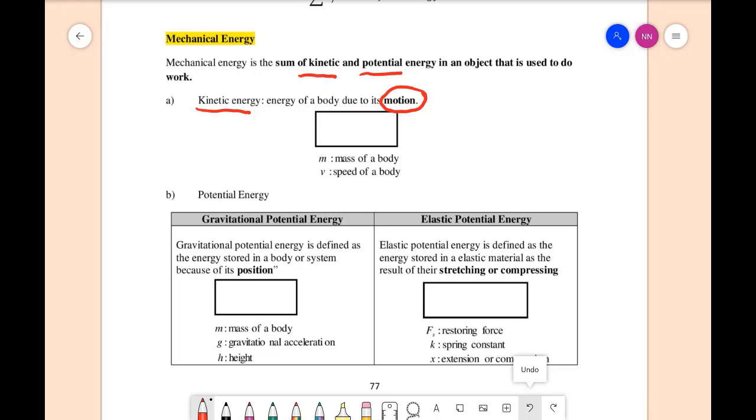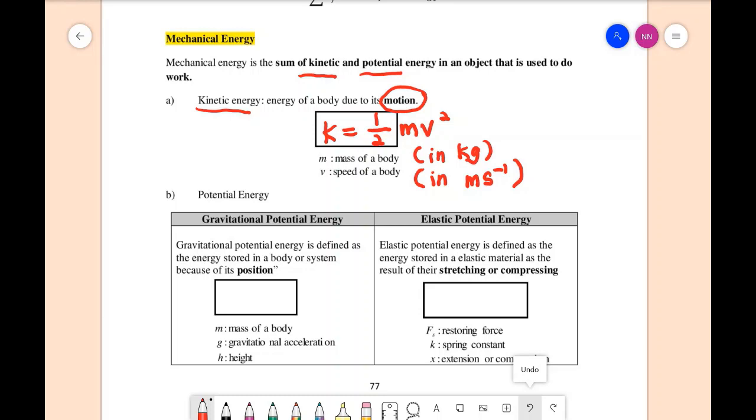Okay, so the formula for kinetic energy is K equals half mv squared, where m is the mass of the object and must be in unit kilogram, and v is the speed of the object, and the unit must be in meter per second. Other than that, you have to convert.